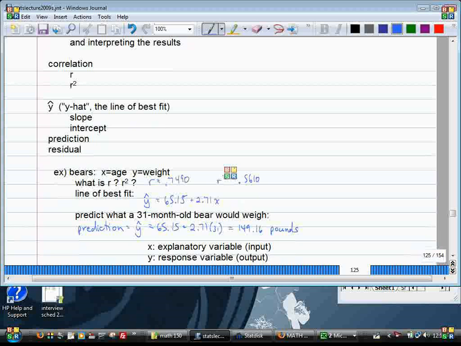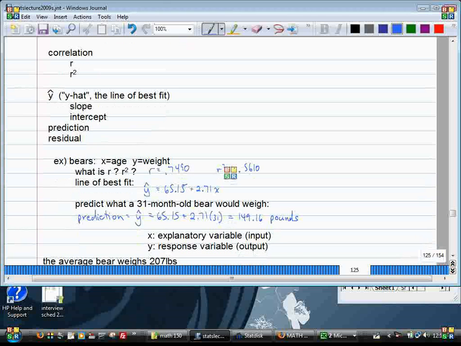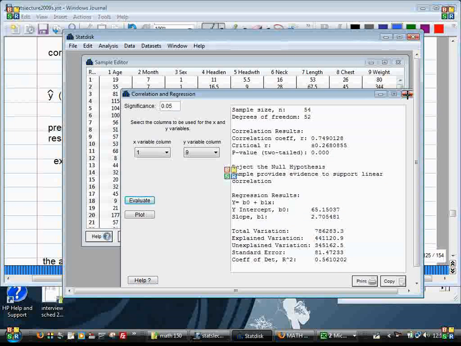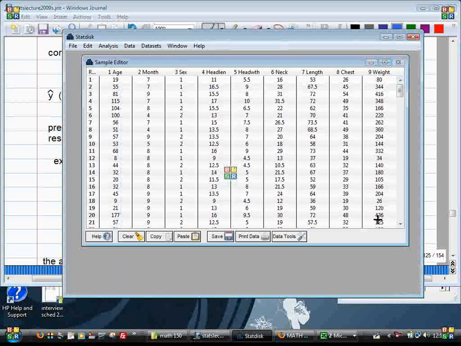Now, is this prediction going to be exactly correct? What do you think? No. It's probably going to be close, but not exact. Alright, so let's take a look here. First of all, the average bear weighs 207 pounds. That's something we could calculate just by taking all the weights, adding up and dividing. But I'm going to save you the trouble. I'm just going to tell you the average weight is 207.